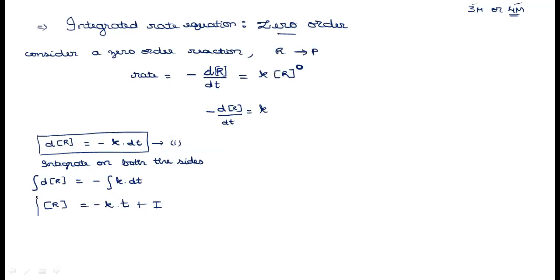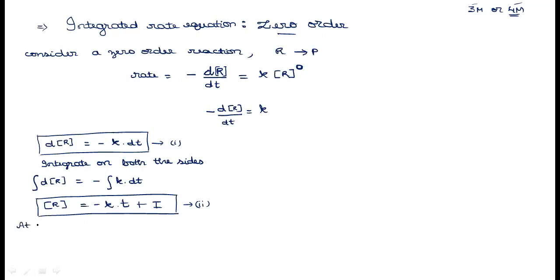Now this is the other equation form, what we get after integrating on both the sides. We'll consider this as equation 2. If the solutions are important, you need to remember integration of dR is R, integration of dt is t. As K is a constant, we have taken it outside. Now, after getting this equation form, we'll assume the initial condition to find the value of the integration constant I.